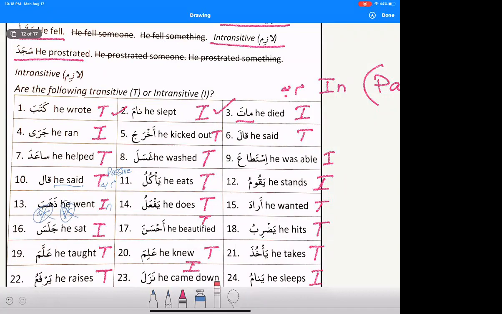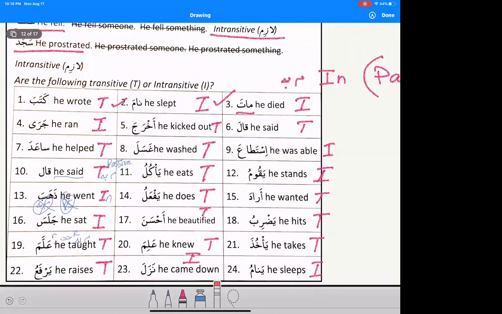Now, jalasa, he sat something or someone. Intransitive. No maf'ul. This is intransitive. Okay, good one. Now, allama, he taught something or someone. Transitive, متعدي. That makes sense. So that means this is transitive. It can take maf'ul bihi and can be passive. Okay, so this is what it means. So it is good for these things.